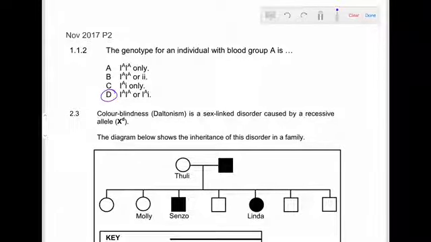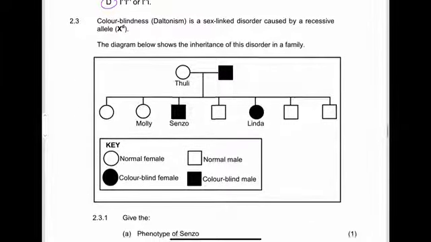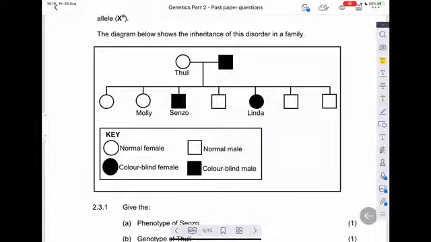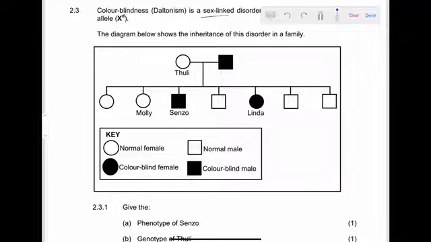Color blindness, which is also known as daltonism, is a sex-linked disorder caused by a recessive allele X(d). Again, notice that they say it's a sex-linked disorder. That means that when you write the information down in your answer, you must use the special notation. So there is our table of this family. Give the phenotype of Senzo. Using your key, you can see that Senzo is a colorblind male.